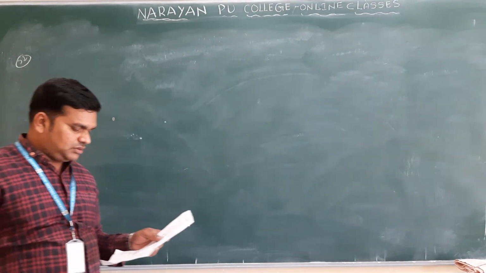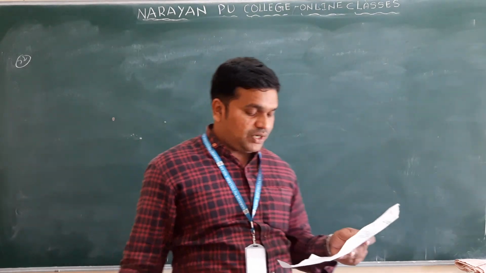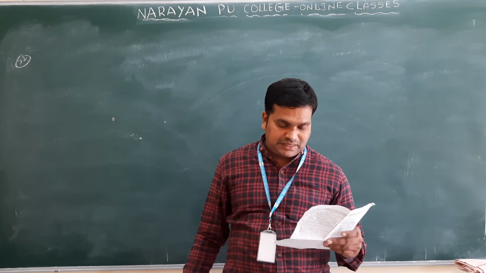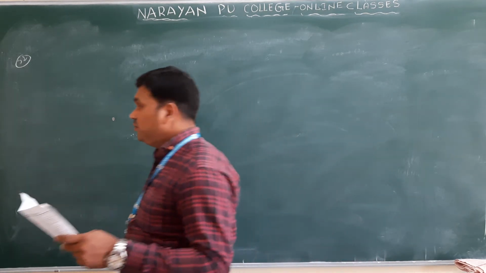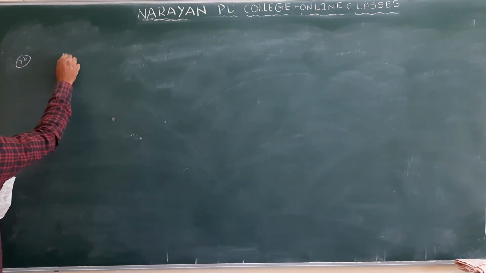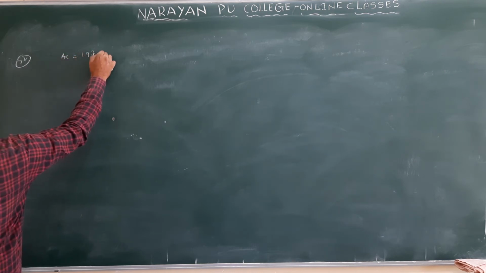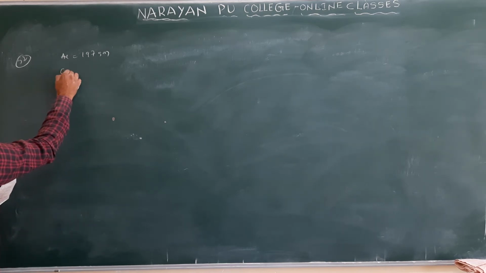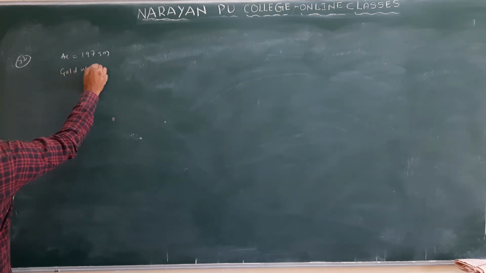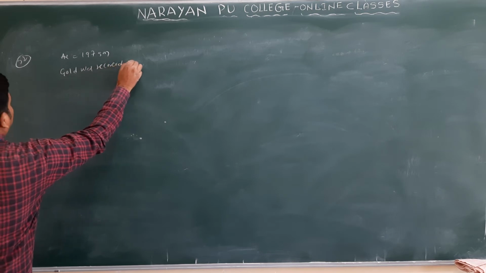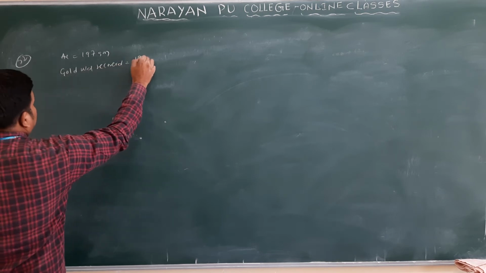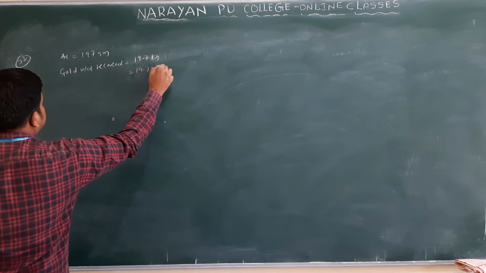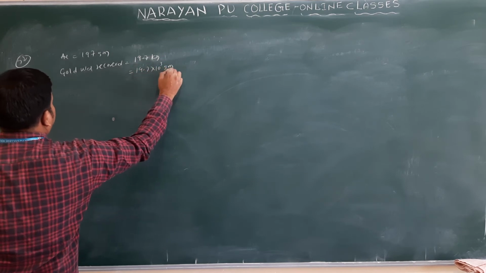See, question 52: 19.7 kilograms of gold was recovered from a smuggler. How many atoms of gold were recovered? The gold atomic weight is given as 197 grams only. So how many kgs were recovered? They recovered 19.7 kilograms only. You will write here 19.7 into 10 cube grams only.